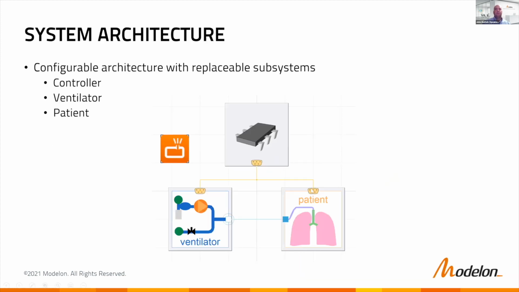So now that we've talked a little bit about some of the components, this is the system model architecture that we put together. It's got three big subsystems: the controller, the ventilator, and the patient. These are all replaceable subsystems connected up with a control bus. It allows us to plug and play different implementations of these three subsystems as the design went forward.